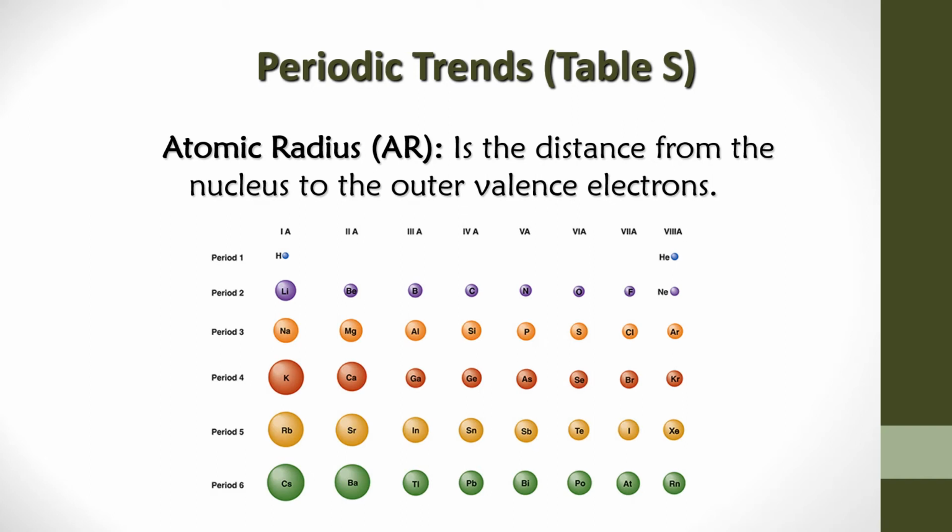Now, what we mean by a periodic trend is what happens to whatever thing we're talking about. So right now, we're talking about atomic radius. So what happens to the atomic radius as we go down the group, or as we go across the period from left to right? So this is what it looks like for atomic radius. And let's look at that in more detail and see what this means.